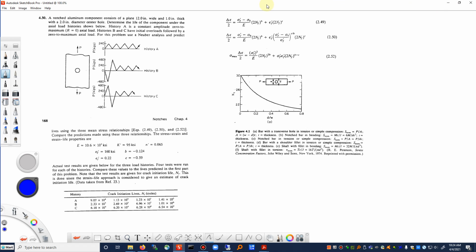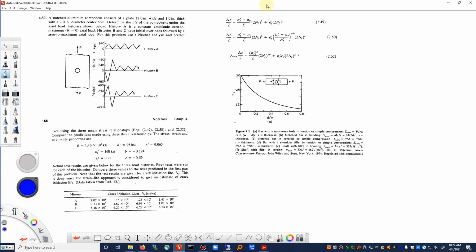In this video, we're going to take a look at the application of Neuber's rule to cyclic loading and then the subsequent application of some strain life damage parameters that are mean stress sensitive. This particular example is 4.30 out of the Bannatyne text, and we'll take a look at a couple parts of this, probably history A and history B, to get things set up. Probably leave history C for you to do on your own.